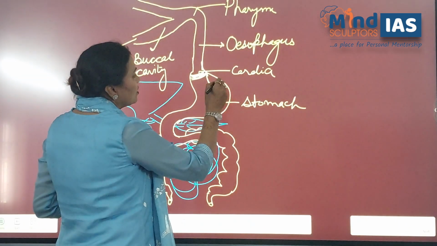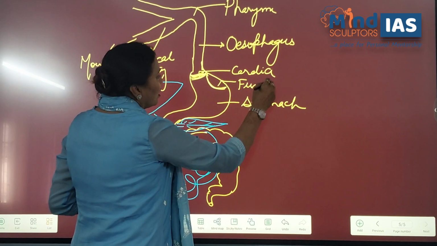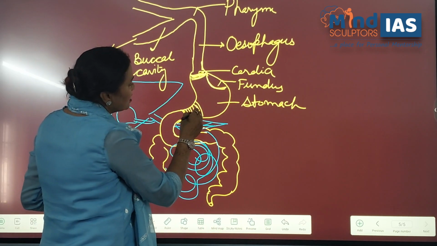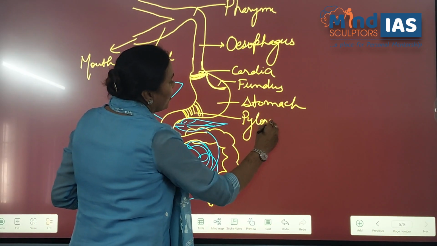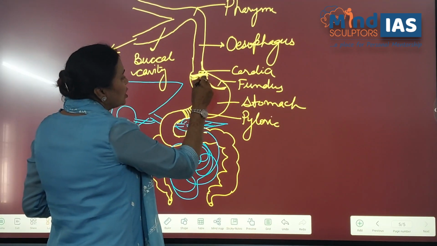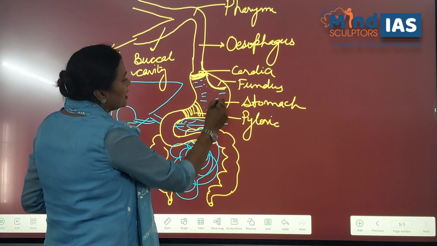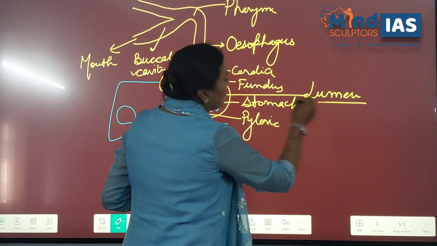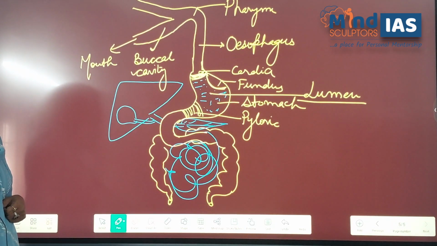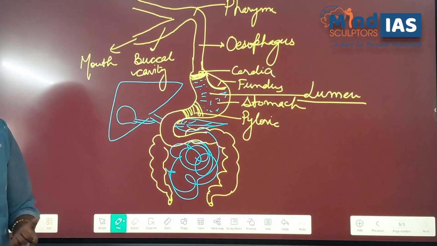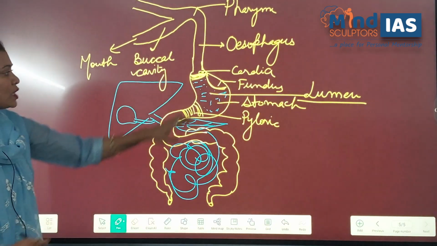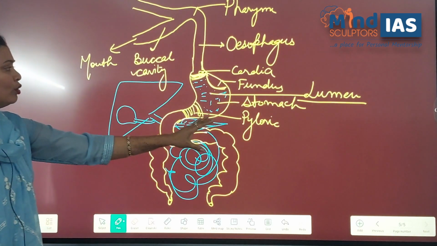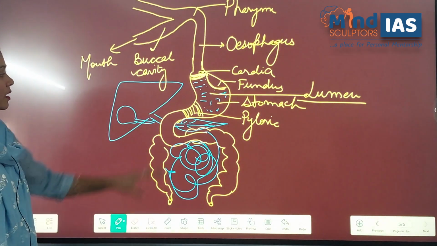This region is known as fundus. The lowermost region, this region to this region, is called the pyloric region of the stomach, and the region in between these three parts is called the lumen, or body of the stomach, in which food comes and the process of digestion takes place. So the parts of the stomach are cardiac, fundus, pyloric, and at the center you have the lumen, or you can say the body of the stomach.